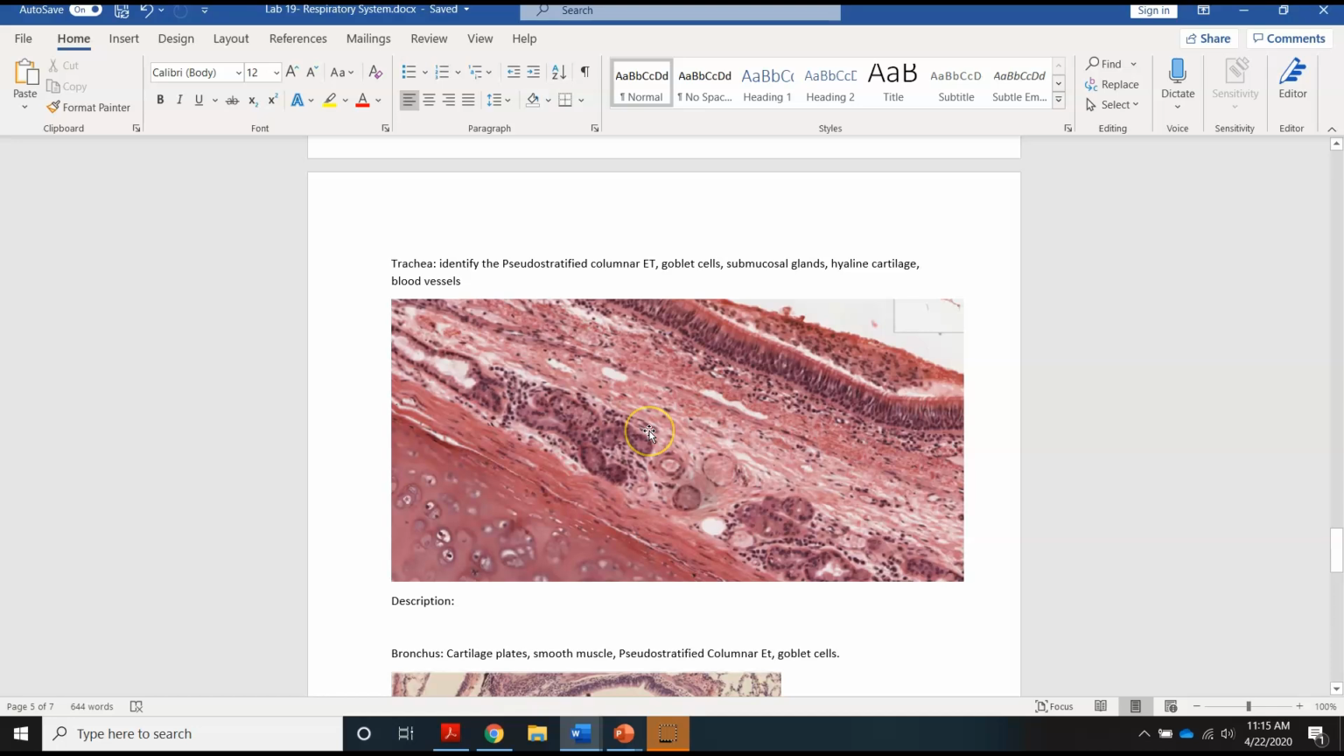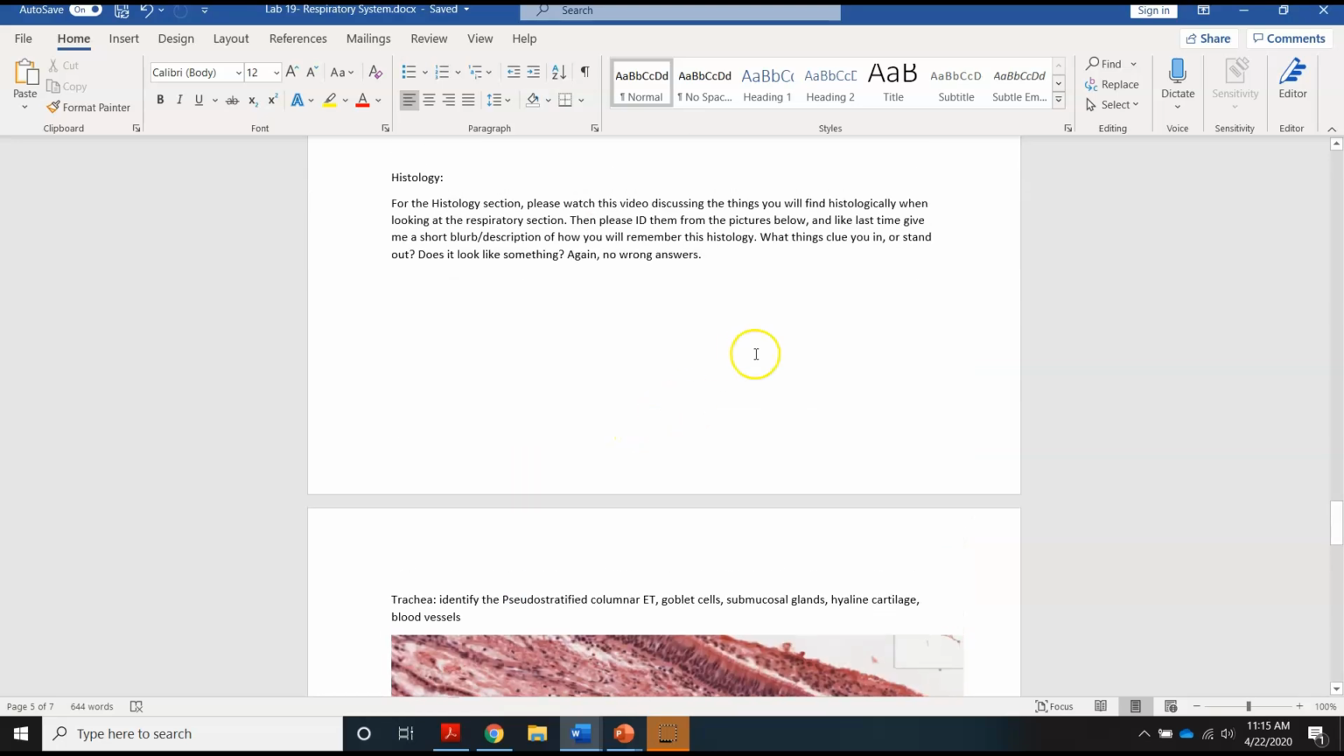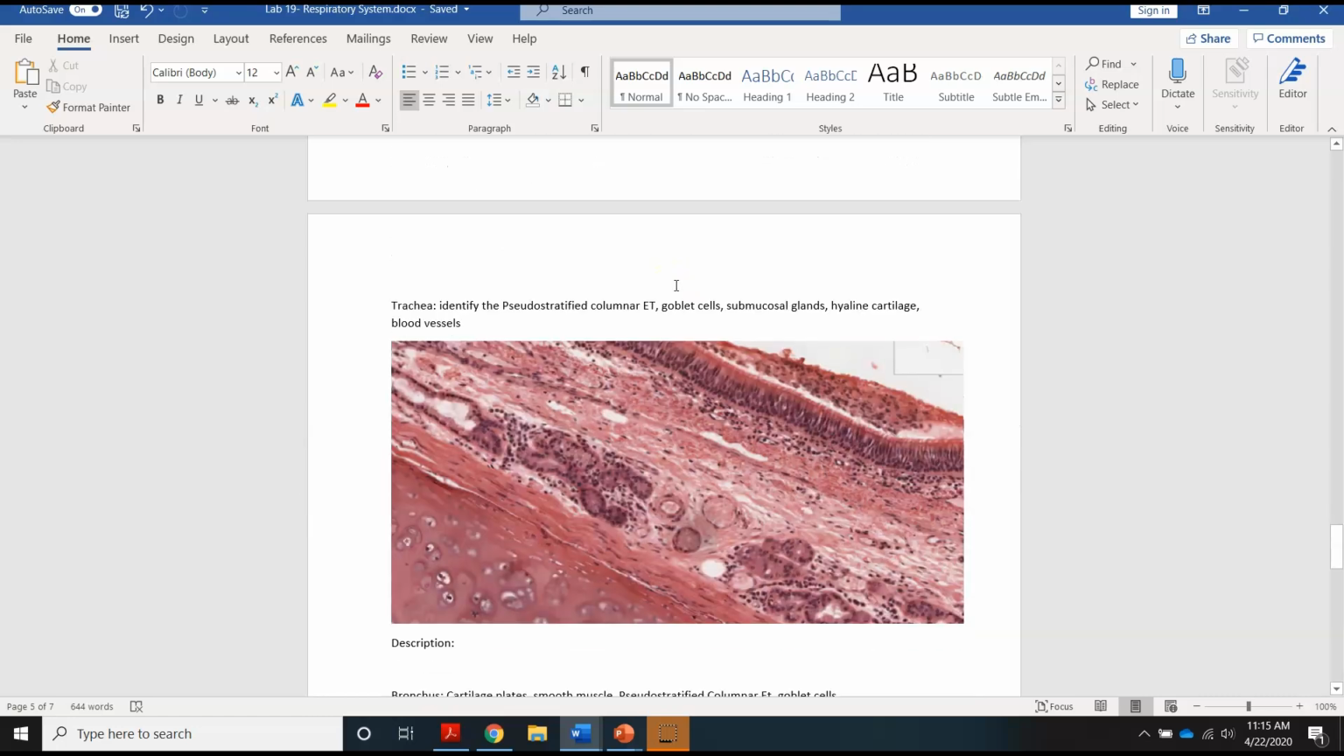This comes a little bit from the last thing that we did in the lymphatic system, where we had so much histology and it all just kind of looks like grainy pictures of cells. What is going to help you in particular in knowing that when you look at a picture like this it is the trachea? Are there things that you're going to find that clue you in? Does something stand out? Does it look like something? There's no wrong answers here. I'm just interested in how you personally are going to remember this histology.